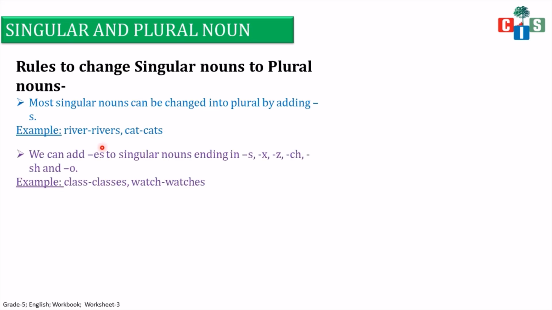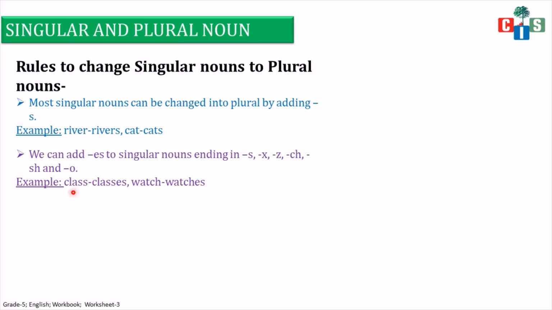Second rule, we can add es to singular nouns ending in s, x, z, ch, sh and o. Means the words which end with s, x, z, ch, sh and o, in those words we can add es. In this way we can change their singular nouns into plural nouns.